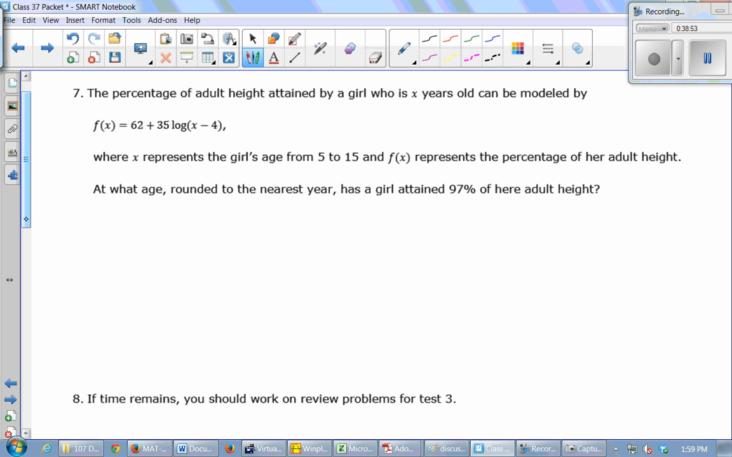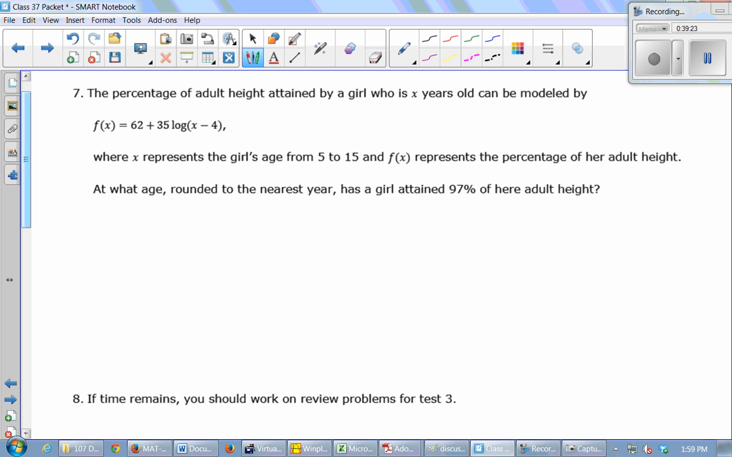All right. One more example where we do a little application. So the percentage of adult height attained by a girl who is x years old can be modeled by this equation. f of x equals 62 plus 35 times the log of x minus 4. And x is representing age from 5 years old to 15 years old. And f of x tells you what percentage of adult height is achieved.